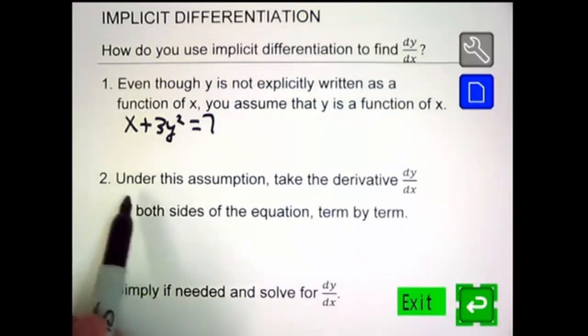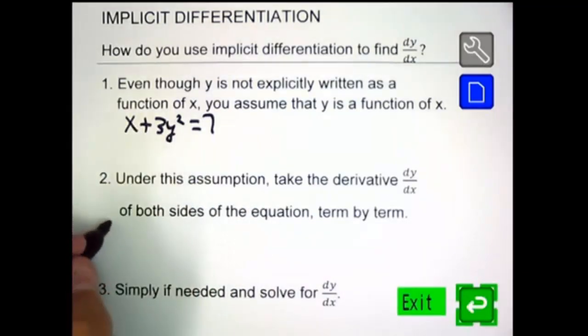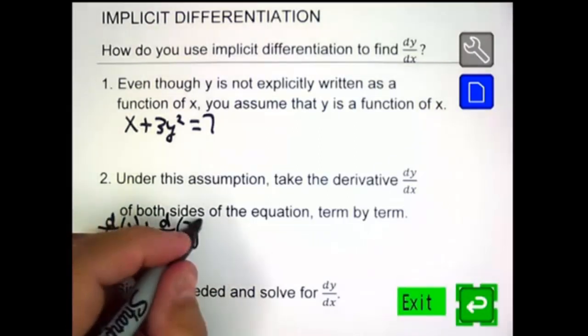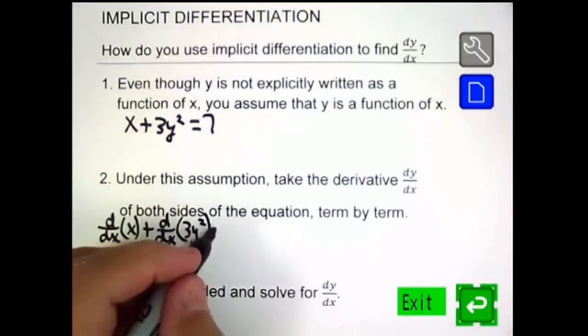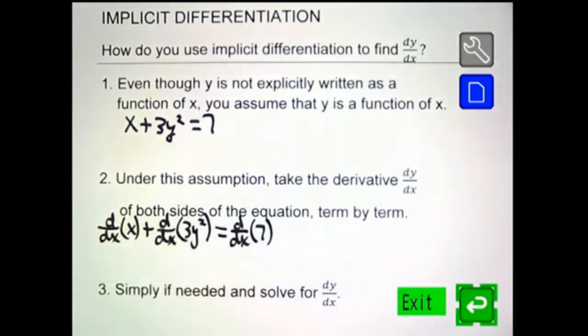Make that assumption. That's very important. Once you make that assumption, and under that assumption, you take the derivative dy over dx of both sides of the equation term by term. So for this particular equation, just to continue the example, if I take the derivative of both sides, I'll take the derivative of the first term, the derivative of the second term, and the derivative of the one term on the other side. Again, I don't want to get too caught up in the details right now, but that's the process.